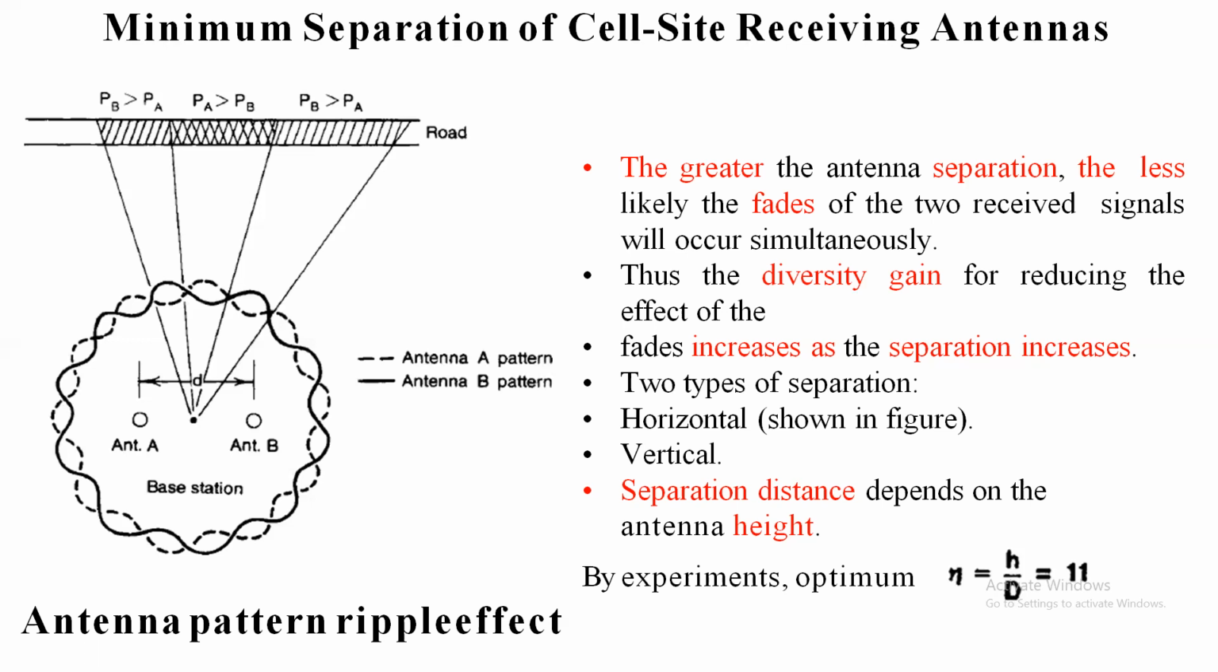Here, the greater the antenna separation, that means the distance between the two antennas is high, the chances of two receiver signals occurring simultaneously is very less.